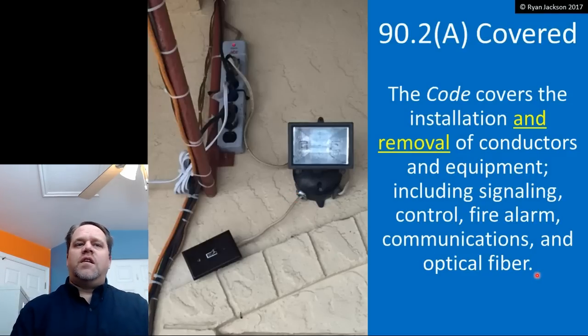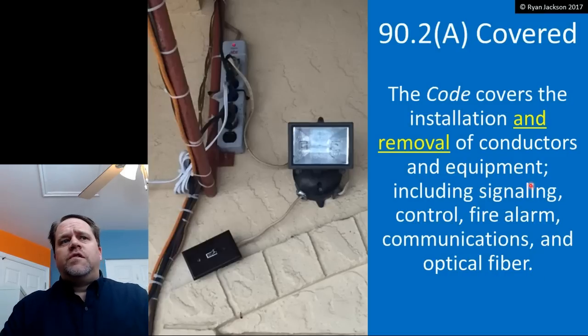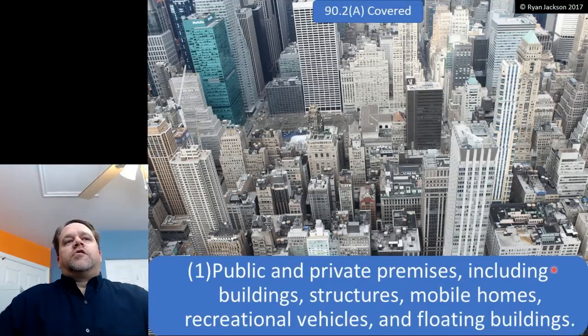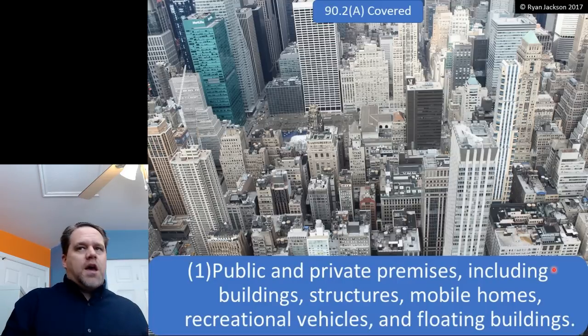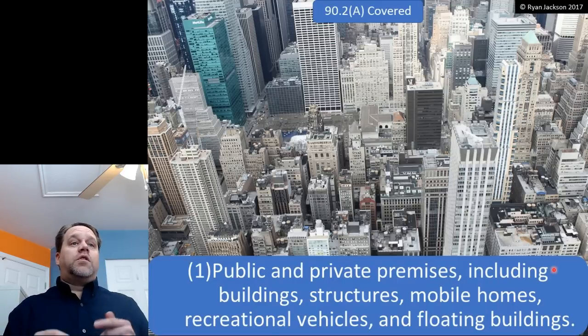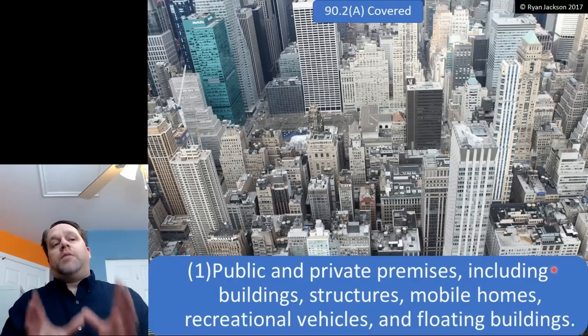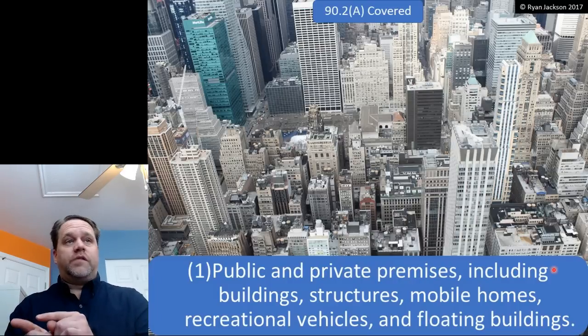So the code covers installation and to a certain extent removal of conductors and equipment, regardless of voltage. Signaling, control, fire alarm, communications, optical fiber, all of these things are covered by the NEC. 90.2(A)(1) talks about when the code applies, and really we can go through 90.2(A) pretty quickly now because the code covers everything. The code says, look, if you install it, the code applies, other than the exemptions in (B) that we're going to talk about in just a minute.